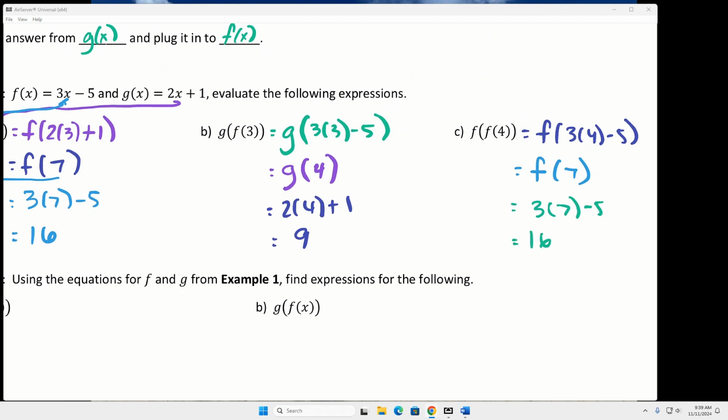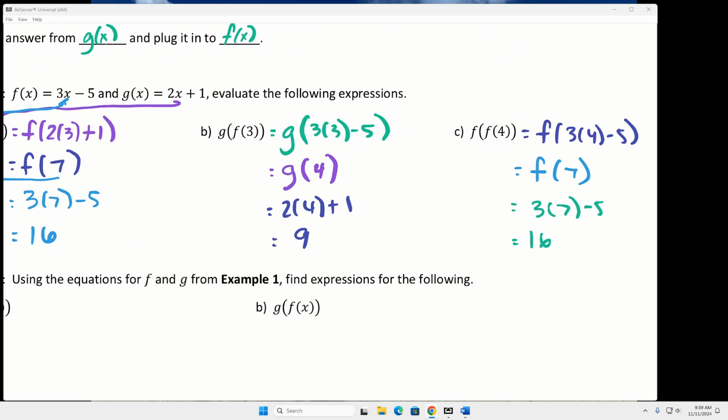Alright, so check your C with my C. When I was walking around, I think I mostly saw 16. I think maybe somebody had 7, I'm not sure. But double check, make sure you finished it off and put that 7 back into f. Okay, so you guys remember doing that last year in Algebra 2?